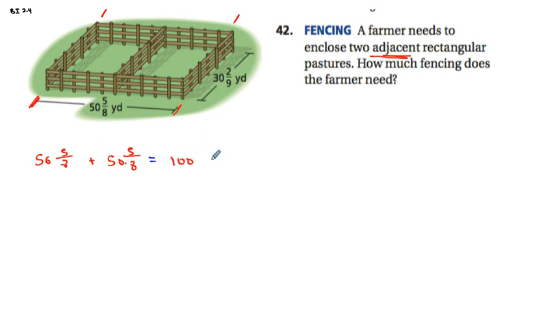5/8 plus 5/8, I'm going to keep my common denominator, and 5 plus 5 is 10. I cannot have 10 eighths, so it's going to be 101, right, and 2 eighths, or 101 and what, a fourth?